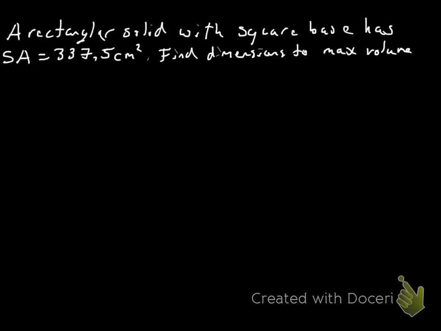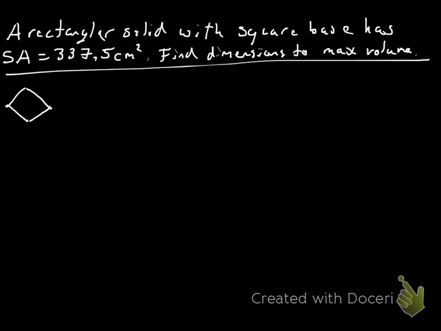Alright, this time we're given a rectangular solid with a square base, and that has a surface area of 337.5 centimeters squared, and they want to find the dimensions that are going to maximize the volume. So we'll draw ourselves a rectangular solid with a square base. So the base is x by x, and then the height is y.